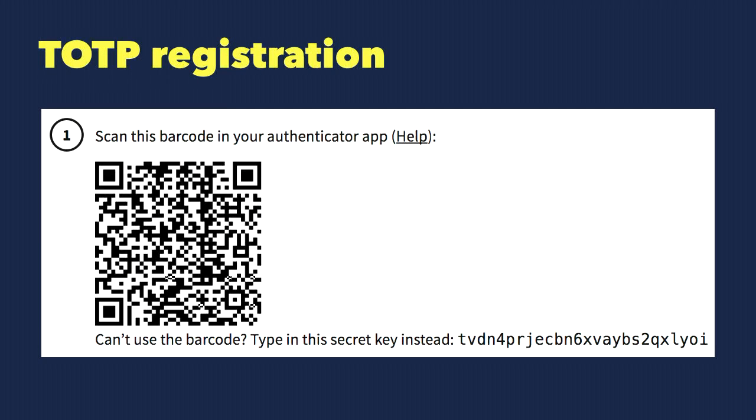TOTP is a time-based one-time password, and it's a two-factor method based on a shared secret, a shared key, and synchronized clocks. The service will generate a key and will somehow give it to you. That's often in the form of a QR code, which you snap with your smartphone. If your TOTP client doesn't have a camera, you get to type in this code, so that's cool.